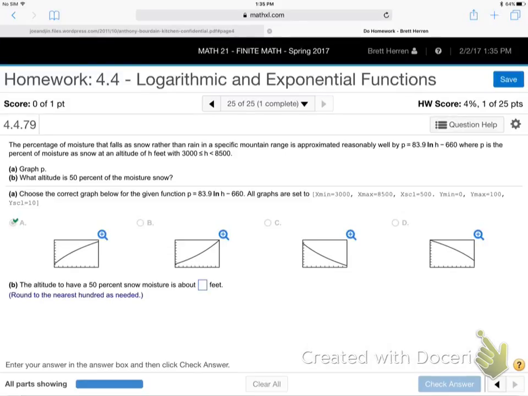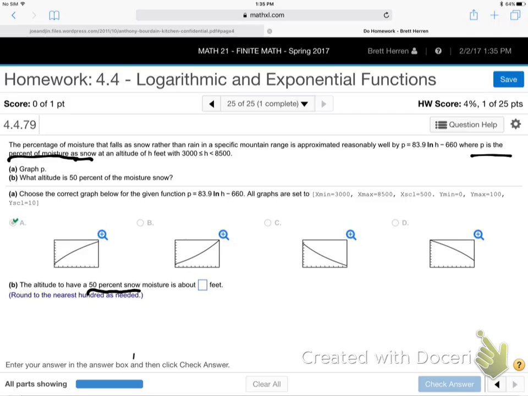So how do we go about doing that? Basically, what is the P? The P is the percent of moisture, and they're saying 50% snow, where P is the percent of moisture as snow. Yeah, let me be more clear. P is the percent of moisture that's snow. So this is some kind of formula. Some of our moisture comes from snow, some comes from other things. So you want basically P to be 50.